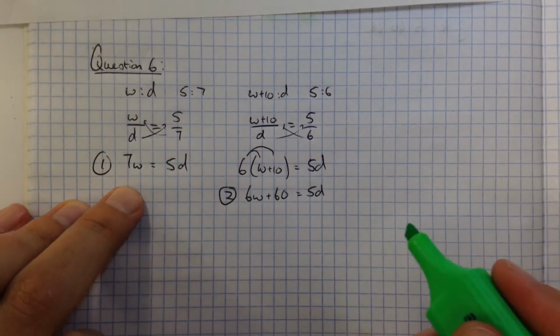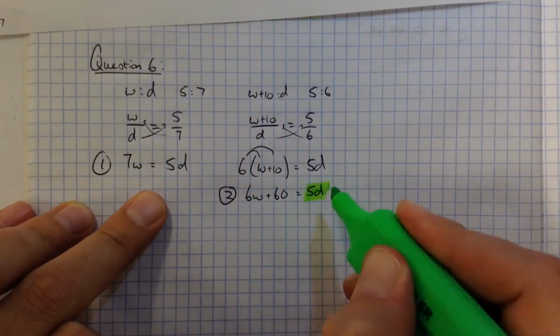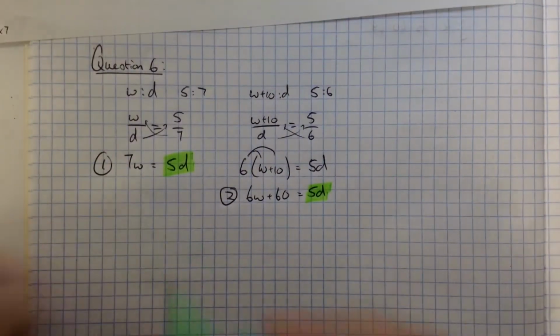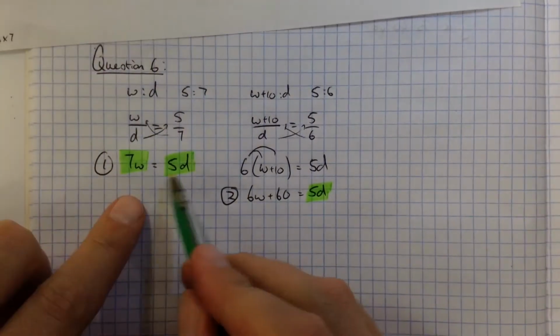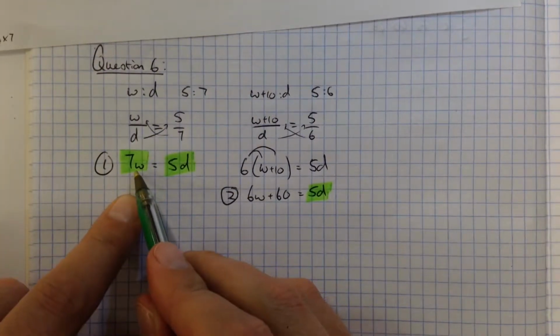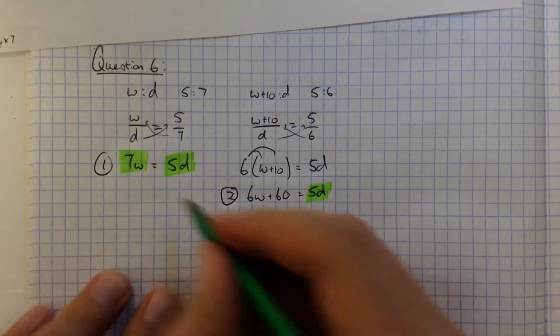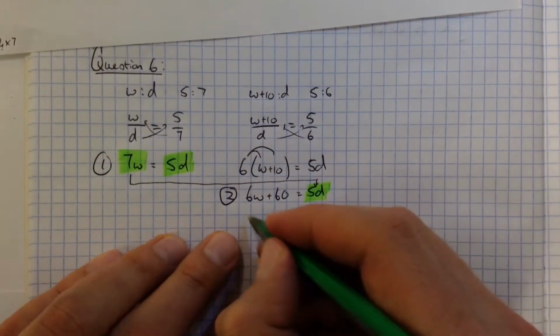Are we lucky with any of these? I think we might be. 5d and 5d. We might be able to do a straight substitution. Wonderful. I think we are lucky. Alright, 5d is equal to 7w. Therefore, I can exchange them with this 5d. So that means I can just swap out 5d for 7w.